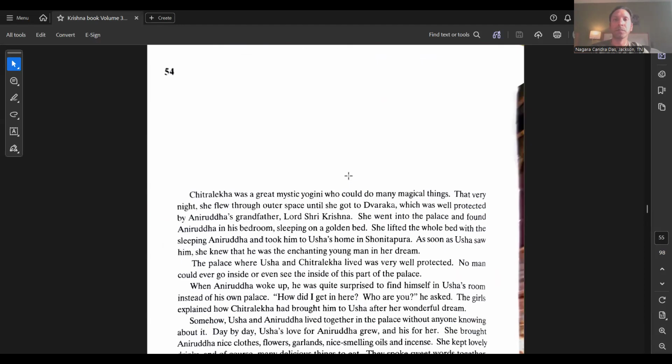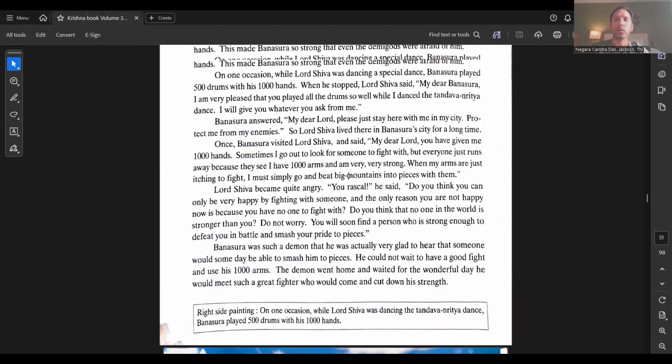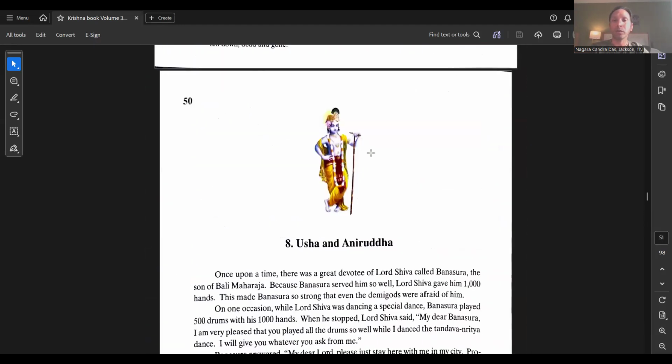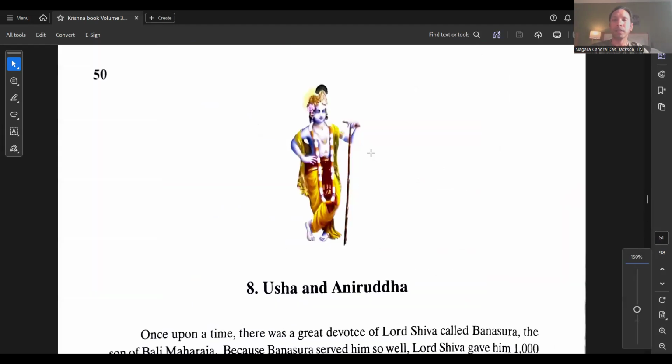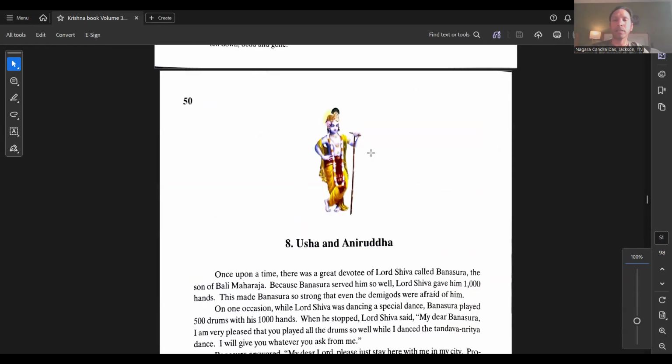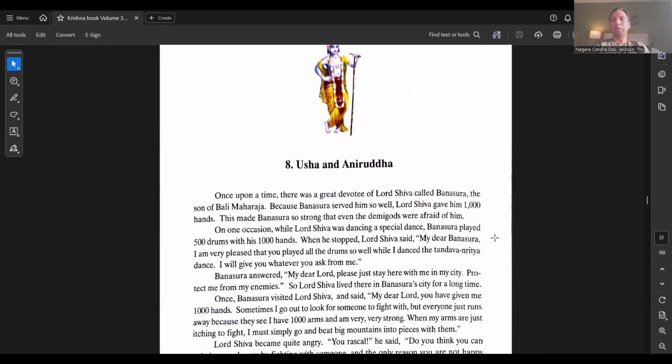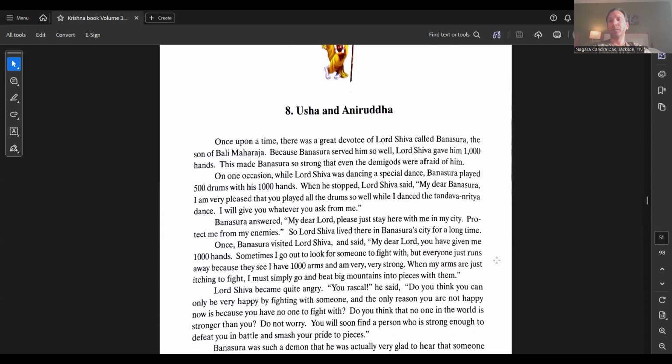Let me read quickly, otherwise we'll get late, and we'll have more questions later if anyone has questions. Okay, so we are on this chapter, Usha and Aniruddha. Let me quickly summarize what has already happened in this chapter, and then we'll go forward, because we have done a few pages. We first talked about this devotee of Lord Shiva called Banasur, who once played drums with his 1,000 hands. Lord Shiva gave him 1,000 hands and he was very powerful.